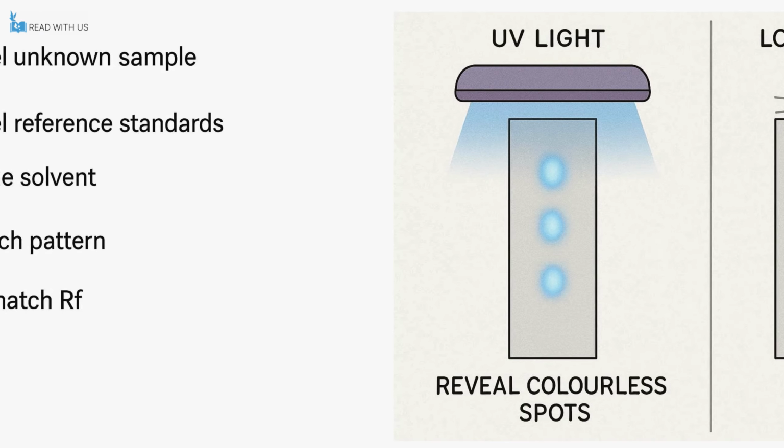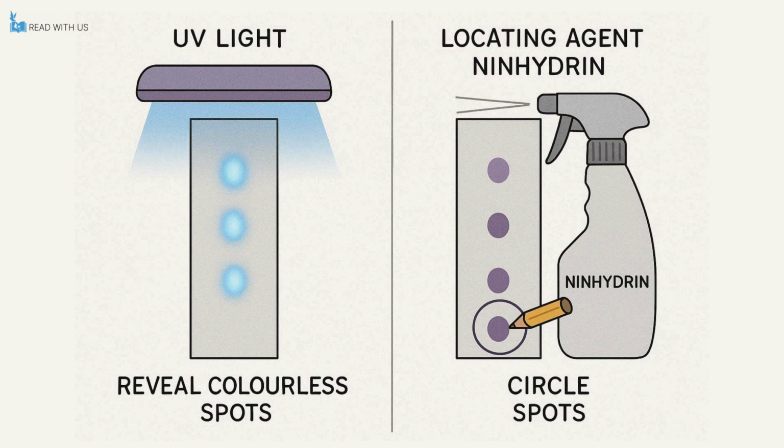If the substances are colorless, we reveal them by viewing under ultraviolet light or by spraying with a locating agent, such as ninhydrin for amino acids, and then we circle the faint spots.